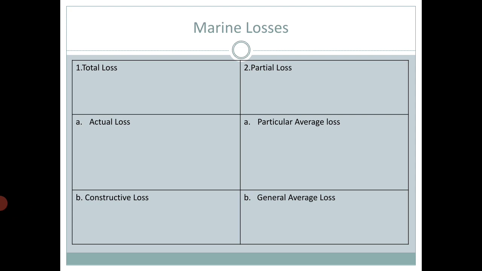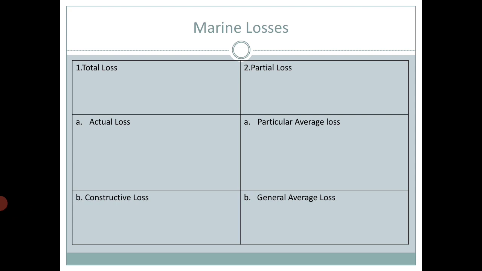Whenever we consider total loss, what is total loss all about? When the subject matter insured or the goods are completely destroyed or totally lost, it is known as total loss. For example, if the risk of collision is insured and the vessel is completely destroyed, the insured can get the amount of total loss from the insurance company. The total loss may be either actual total loss or constructive total loss.